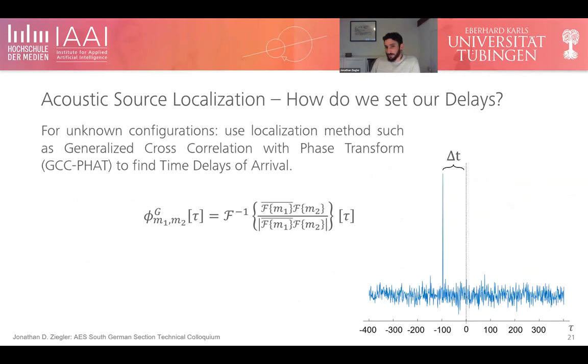So this is just a slightly more fancy version of cross-correlation, where we use the phase transform weighting. And if you look at the right here, you can see an image of two correlated signals. And you can see the time delay is indicated quite clearly by that peak.